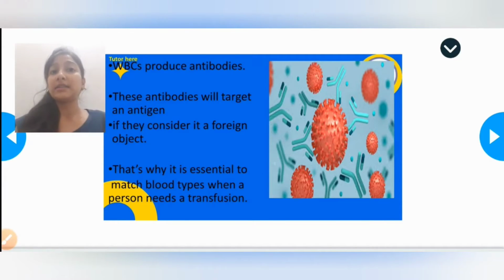That's why it is essential to match blood types when a person needs a transfusion. At the time of transfusion, it is very essential to match blood types because if the blood type does not match or is incompatible, these antibodies will start destroying or killing the new blood cells, which may be very dangerous, and the patient may die.